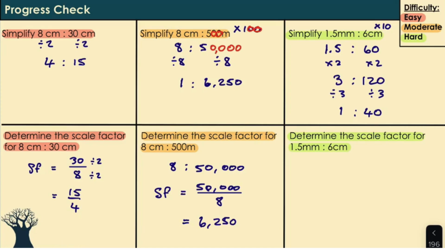Last up, the scale factor. So I can write my ratio 1 is to 40. You divide the second value by the first, and I will get 40. So the real life size is 40 times bigger than the scale drawing size.